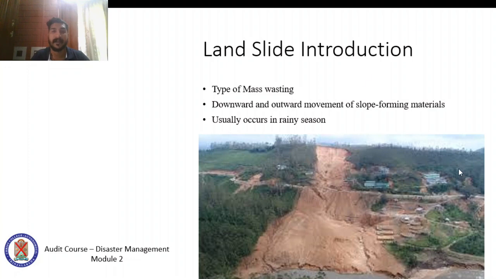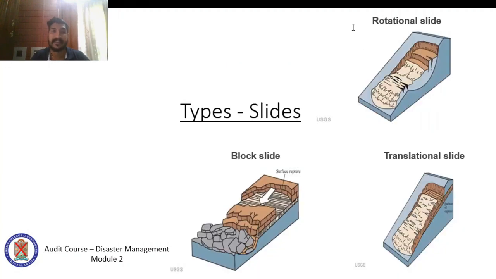Let's take a look at the types of landslide. The first one is slides. Although many types of mass movements are included in the general term landslides, the more restrictive use of the term refers only to mass movements where there is a distinct zone of weakness that separates the slide material from the more stable underlying material. The two major types of slides are the rotational slide and the translational slide. There is one more slide, the block slide, that we will be discussing here.